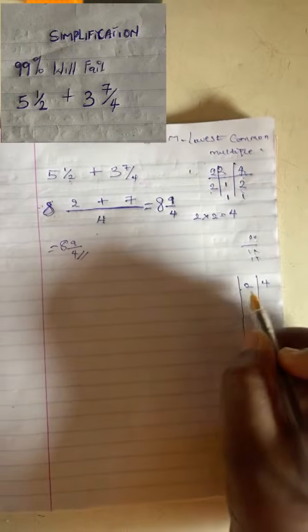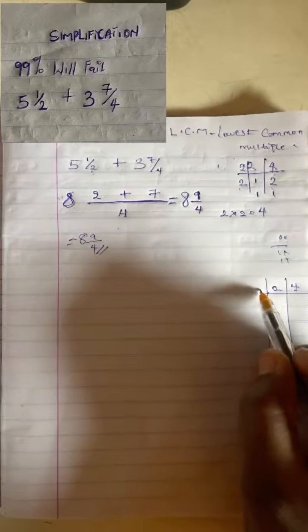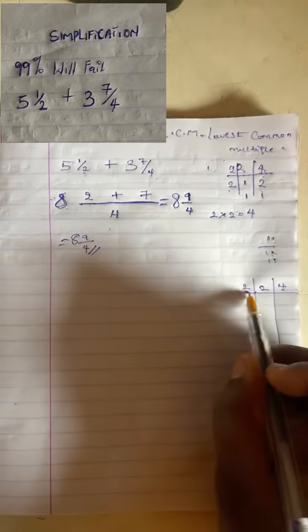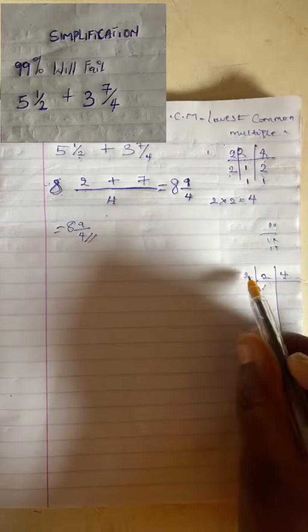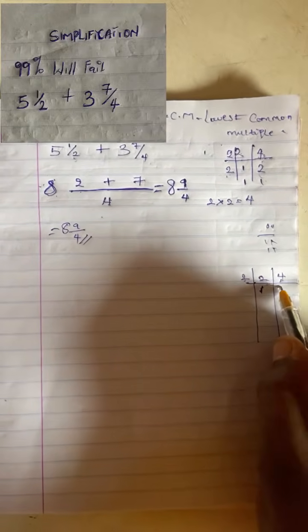Two and 4. Okay. 2. What can divide this 2 and also divide the 4? What can divide the 2 and also divide the 4 is 2. You now bring down the 2 here. 2 times 2 is 4. 2 divided by 2 is what? 1. 2 divided by 4 is what?